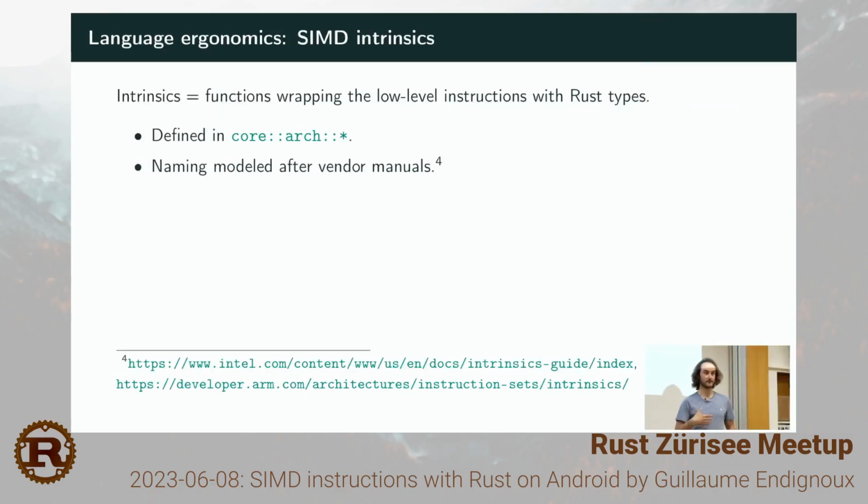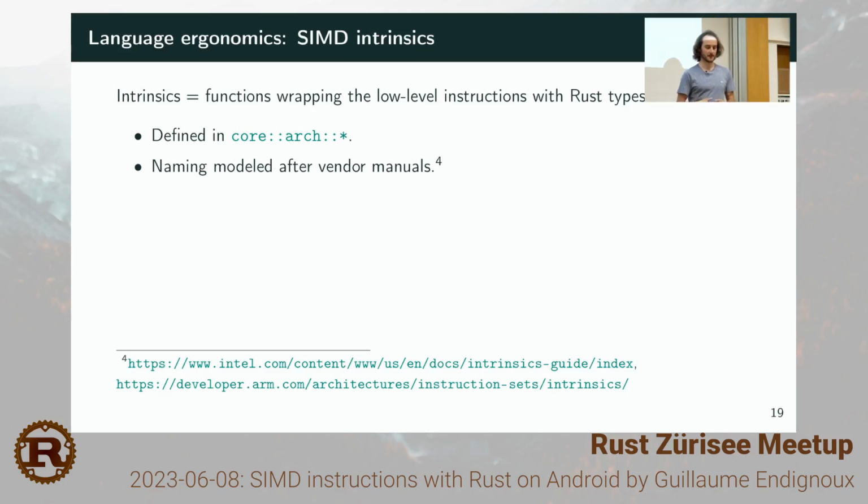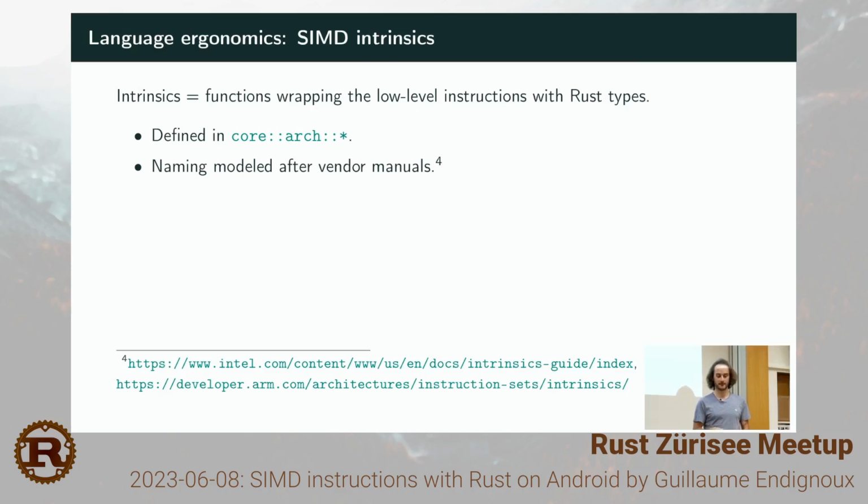And that's where a new language abstraction comes into play, which is SIMD intrinsics. So the idea is to have functions that will wrap the low-level instructions together with the Rust types. They are defined in the core arch part of the standard library, and the naming is modeled after the respective vendor manuals for Intel or ARM or even other architectures. So let's say if you have code from C++ that was using SIMD and you want to port it to Rust, you will use the same type of names. And so this should be really ergonomic because you just call a normal Rust function.